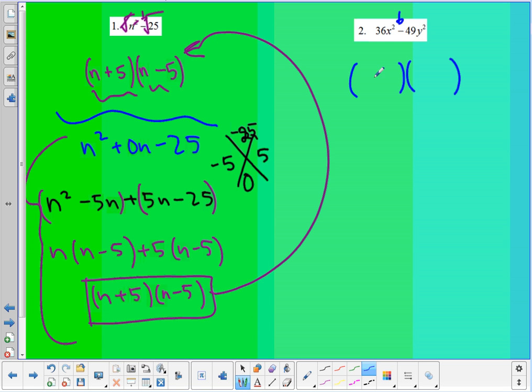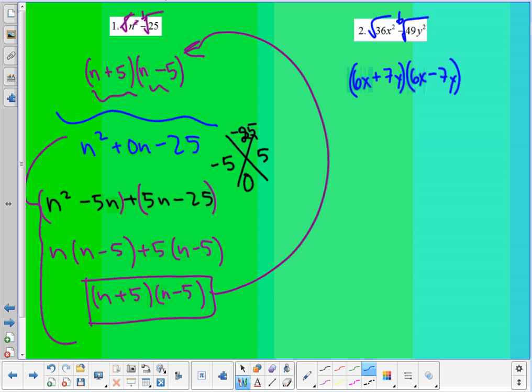I'm going to have a plus sign in the first one, a minus sign in the second, and those could be reversed. It doesn't matter. Just one needs to be plus, one needs to be minus. And then I take the square root. Square root of 36 is 6. Square root of x squared is x. So I have 6x in the first spot in both of them. And then the square root of 49 is 7, and square root of y squared is y.